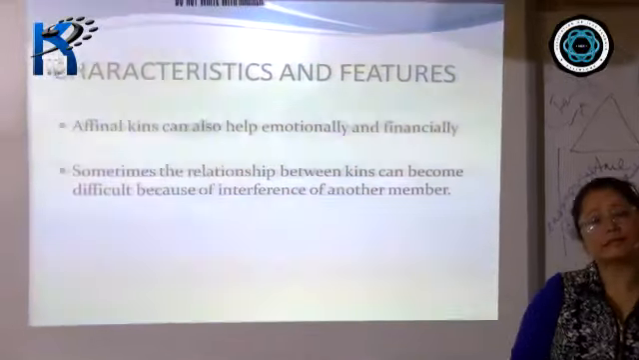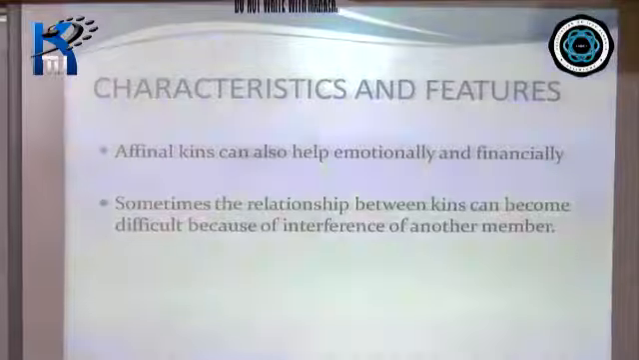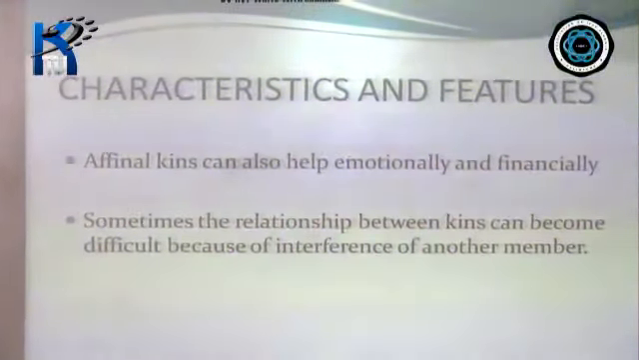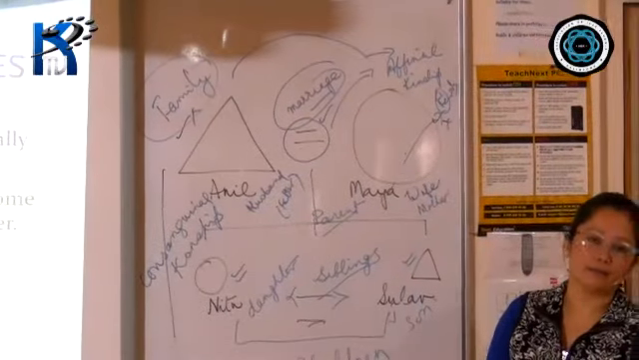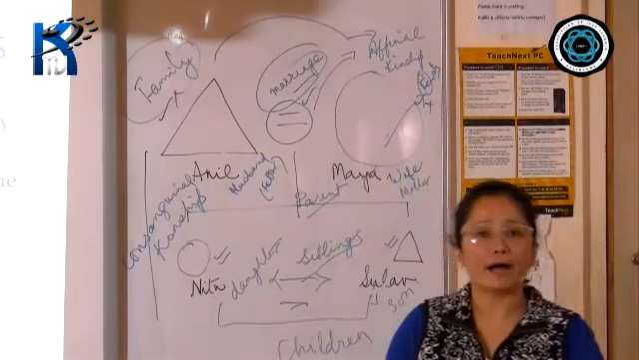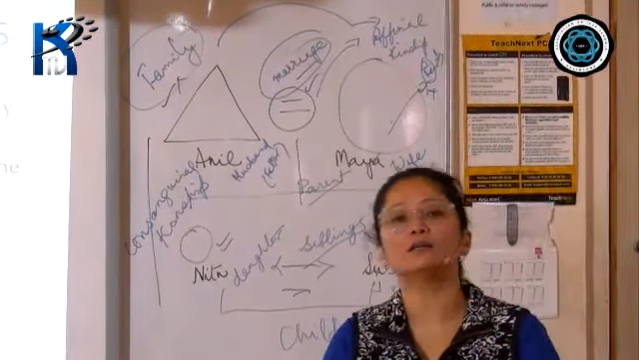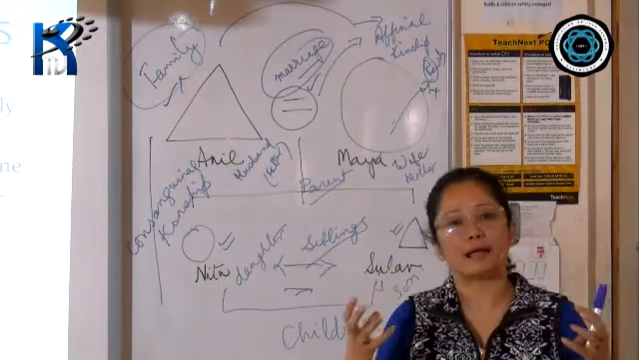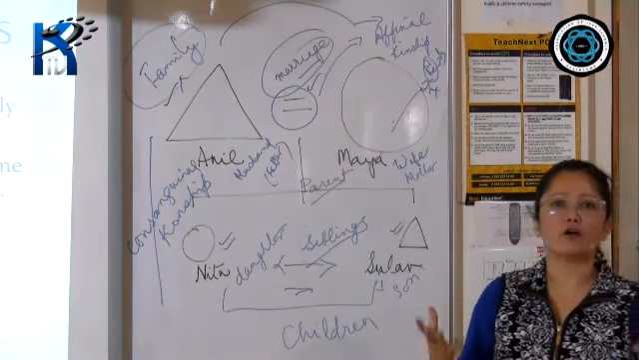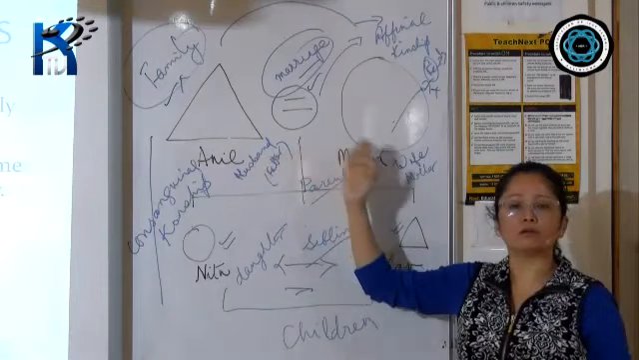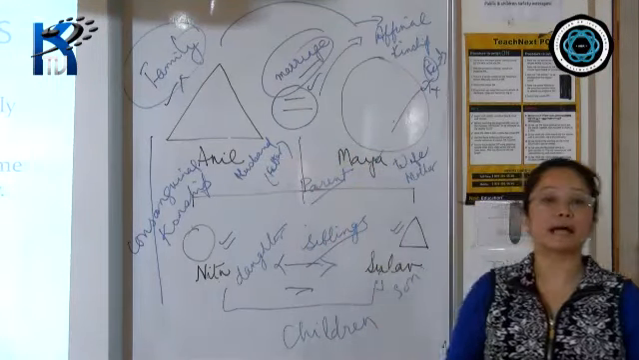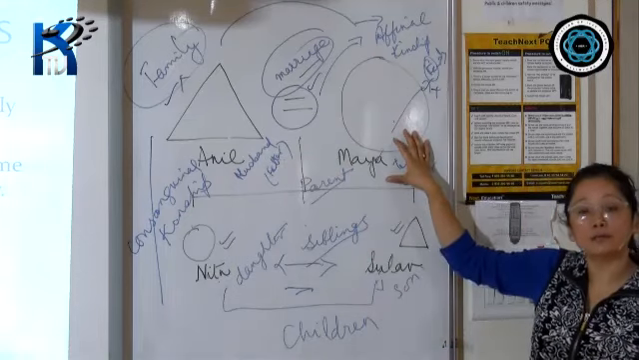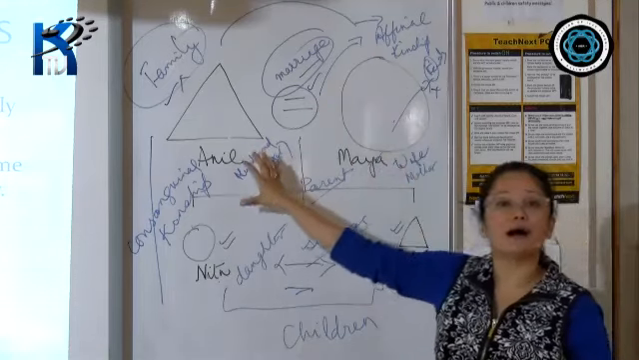Next, affinal kins can also help emotionally and financially. Look at this diagram again between Anil and Maya. Since they are husband and wife, they will help each other emotionally as well as financially. Today, almost everybody works. All the husbands and wives are working. But there was a time when most of the women did not work. So they were depending on the husband.